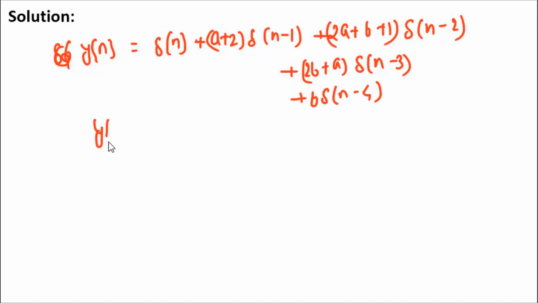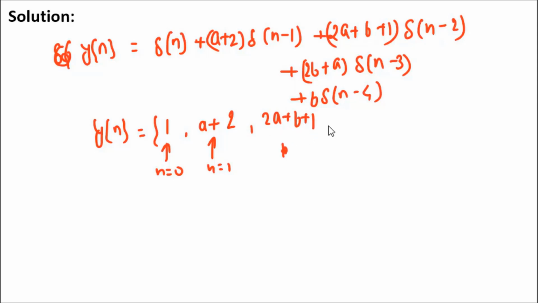So your y of n value can be given in the sample form as: this is your 1, this is n equal to 0. Now the second sample is a plus 2, which is at n equal to 1. Similarly, the third one is 2a plus b plus 1. The fourth one is 2b plus a, and the last one is b.